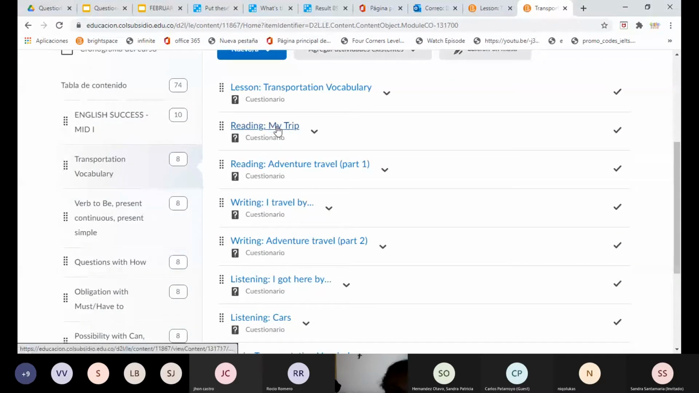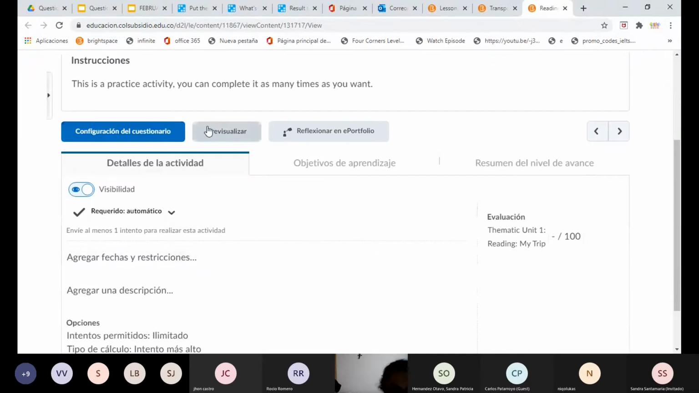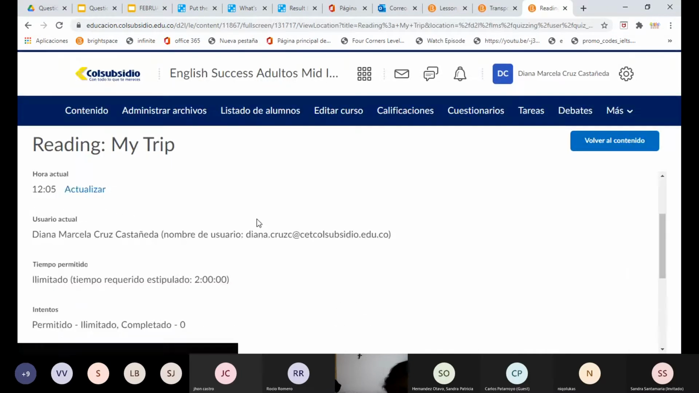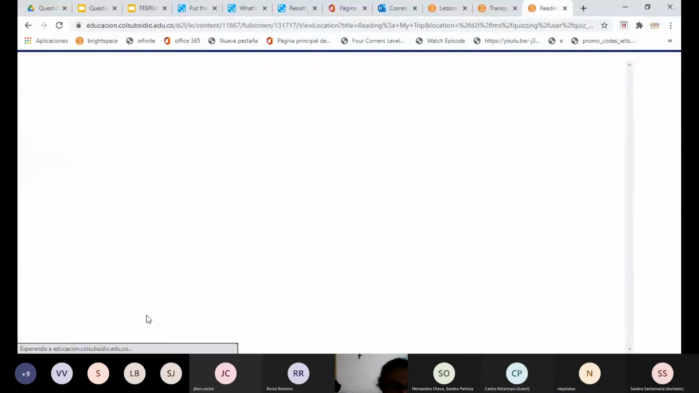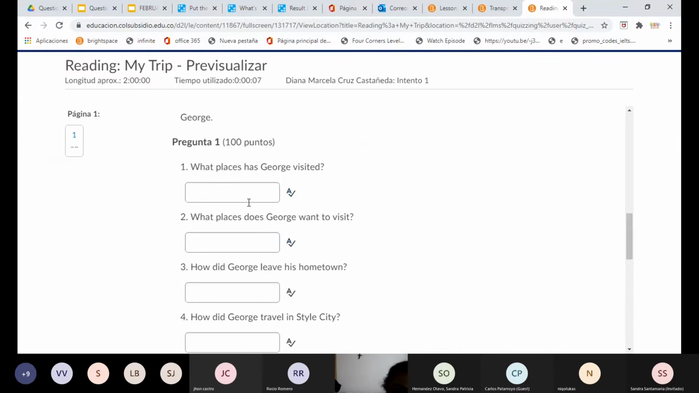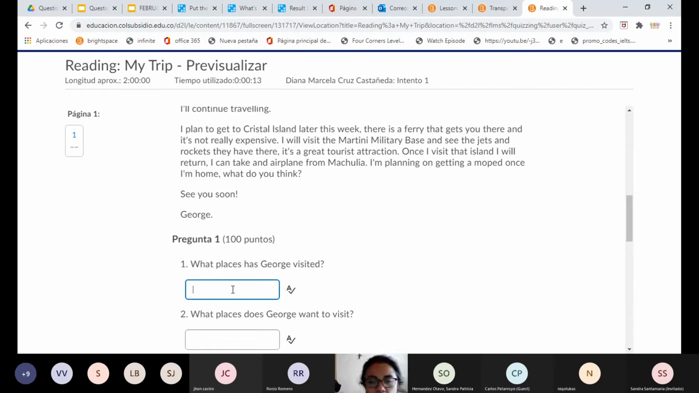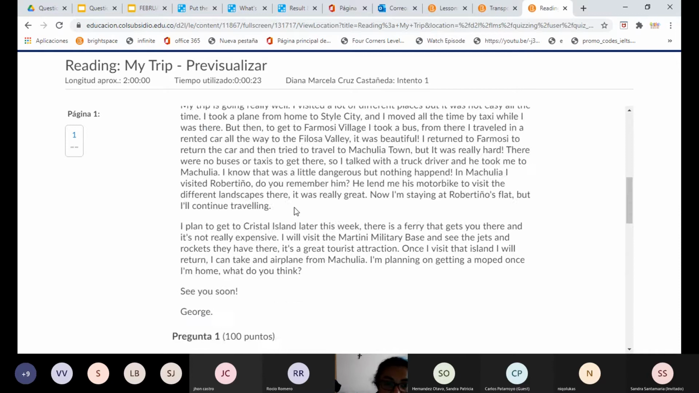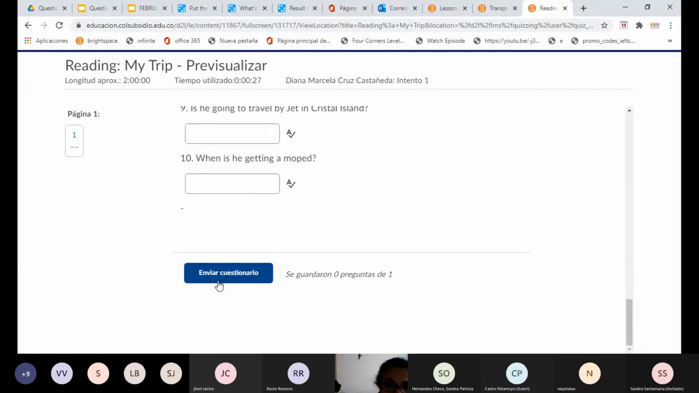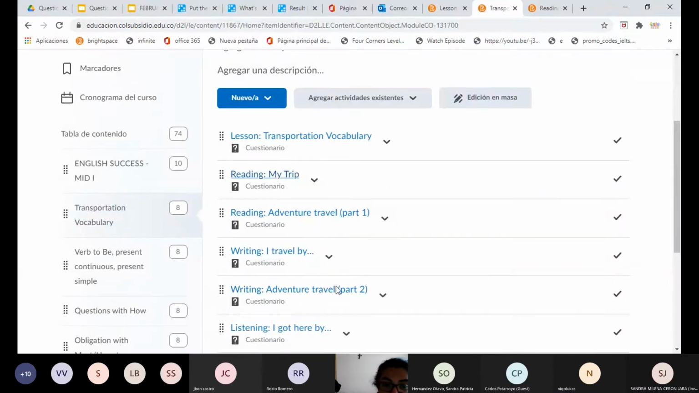We have a reading activity, okay? And with that activity, guys, again, you say previsualizar in your case, iniciar el cuestionario, or start. And you will find a reading here. Based on the reading, you answer the question, okay? So let's suppose the question is what places has he visited? So we can say he visited Madrid, Paris, etc. Okay, when you finish that activity, you click on enviar cuestionario, okay? Again, that's the reading part. Right? So just for one week, okay?